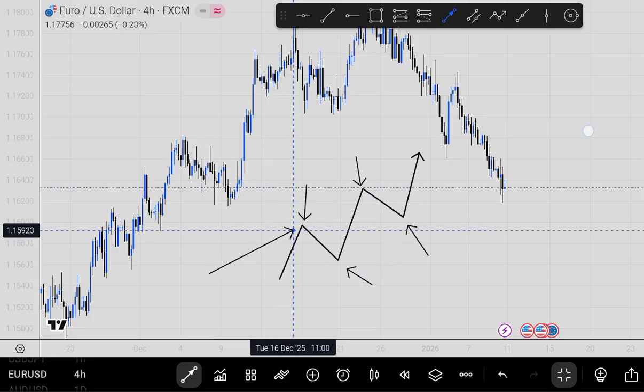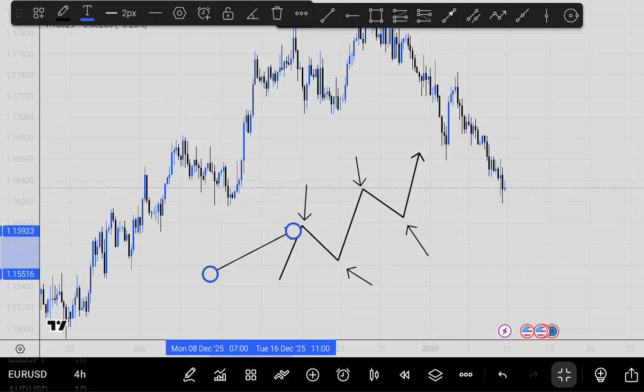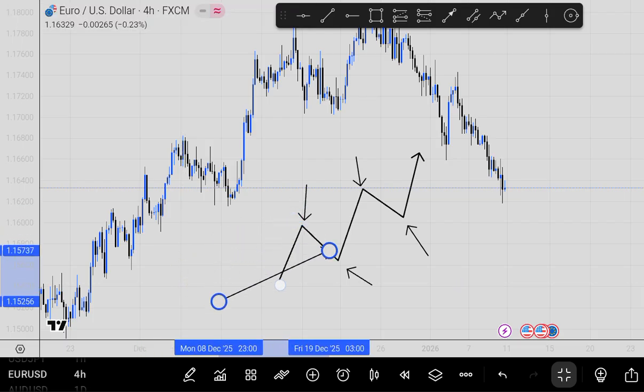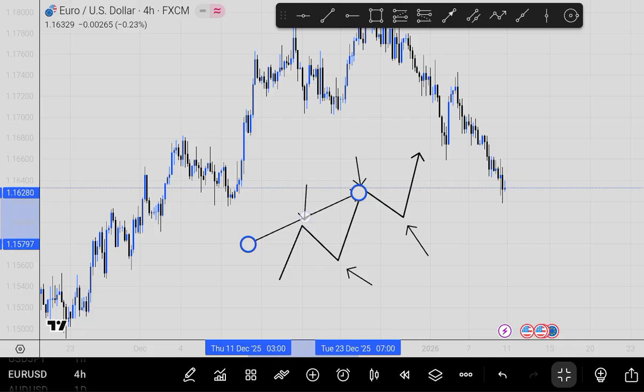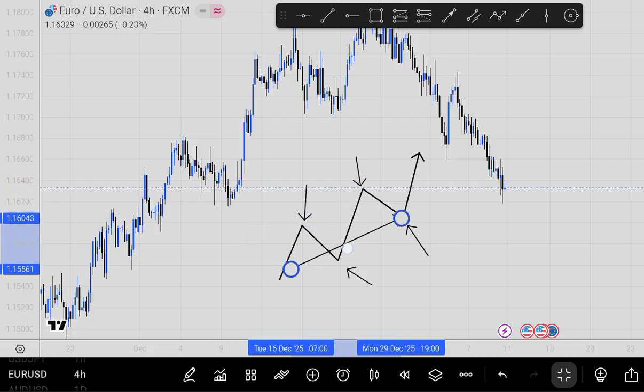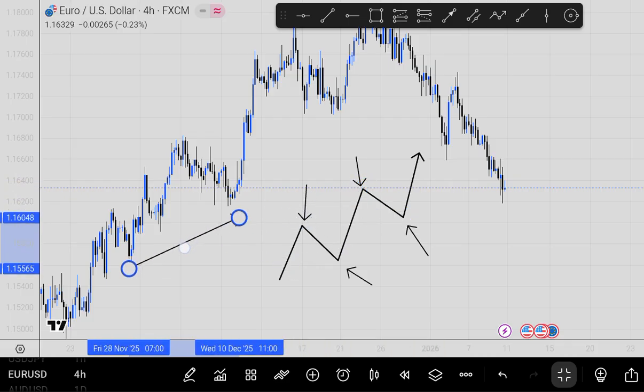Look at this. This is support of an uptrend market. This is a resistance of what? Of an uptrend. This is the support of an uptrend. This is the resistance of an uptrend. This is the support of an uptrend.